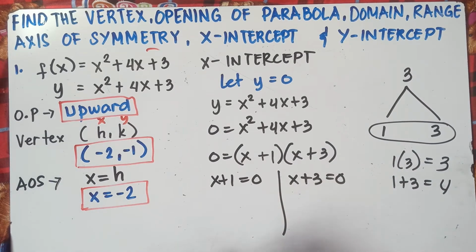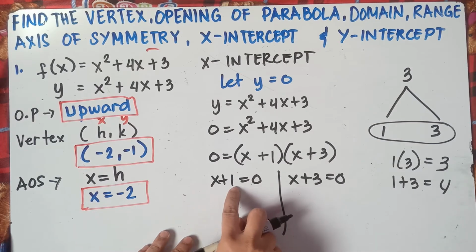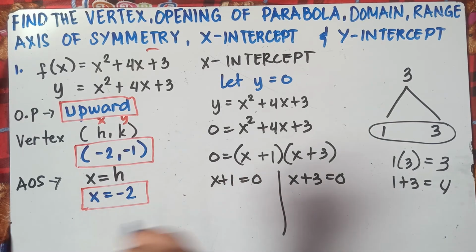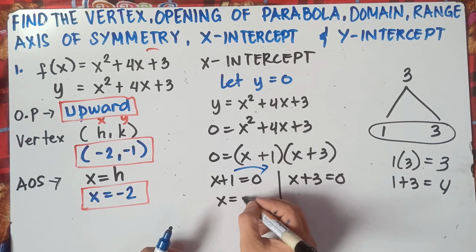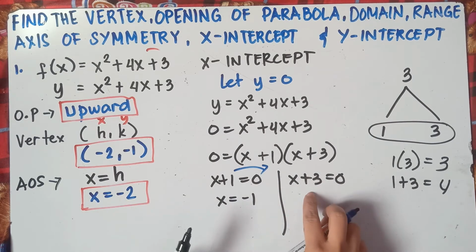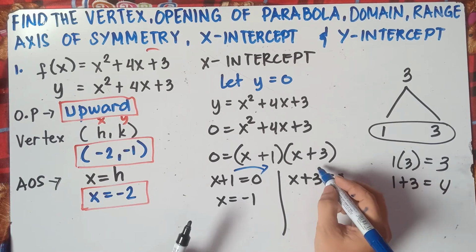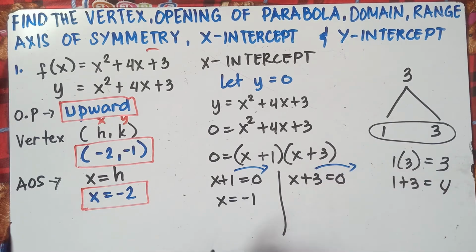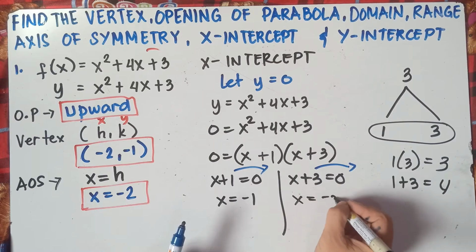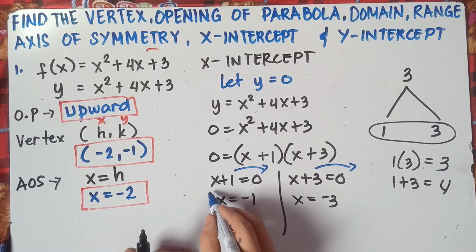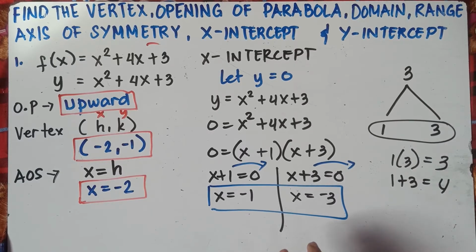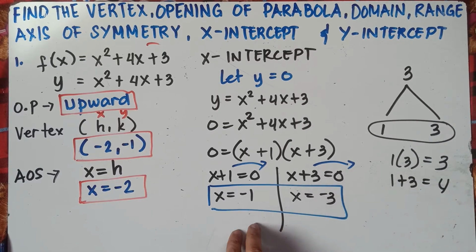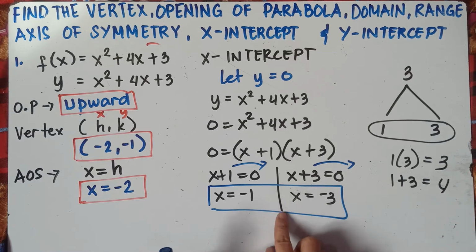So to get the value of x, you transpose this 1 from left to right. This is positive 1; you transpose that 1. X will be negative 1. In this scenario for positive 3, you transpose 3 from left to right. This is positive, so it will be negative 3. And that's it, class. That would be our x-intercept. Therefore, our graph will pass through negative 1 and negative 3. We will graph that later on, class, for our x-intercept.